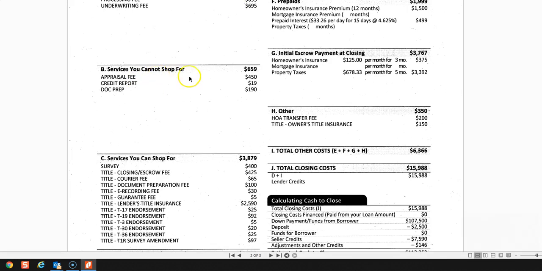Services you cannot shop for is your appraisal. There's usually a credit report fee to cover the cost of pulling credit, and then the doc prep is for your loan doc fee. And those are usually around about $200 in the state of Texas.